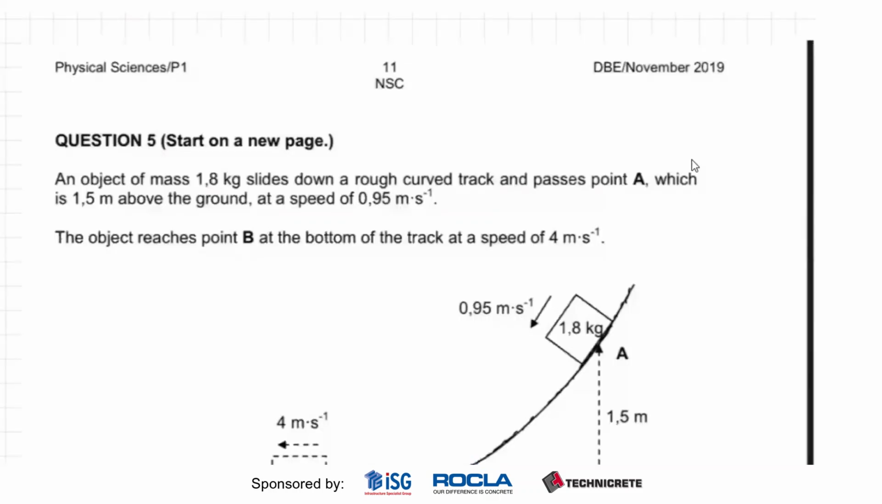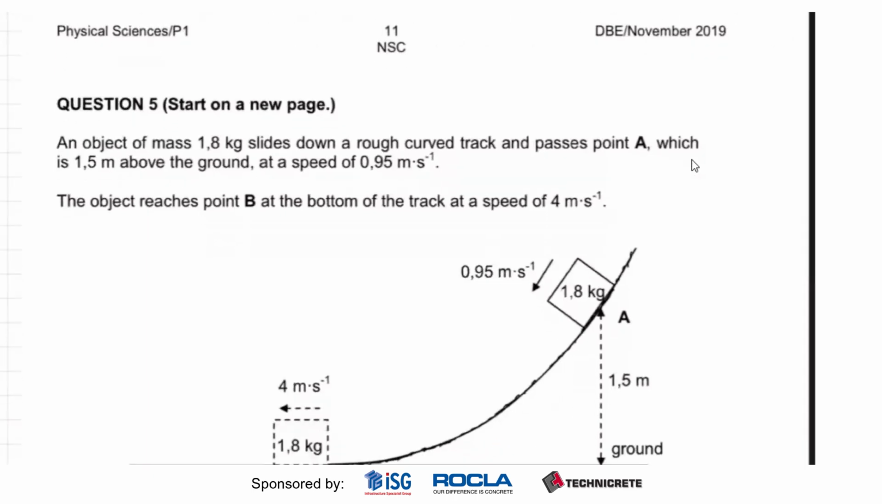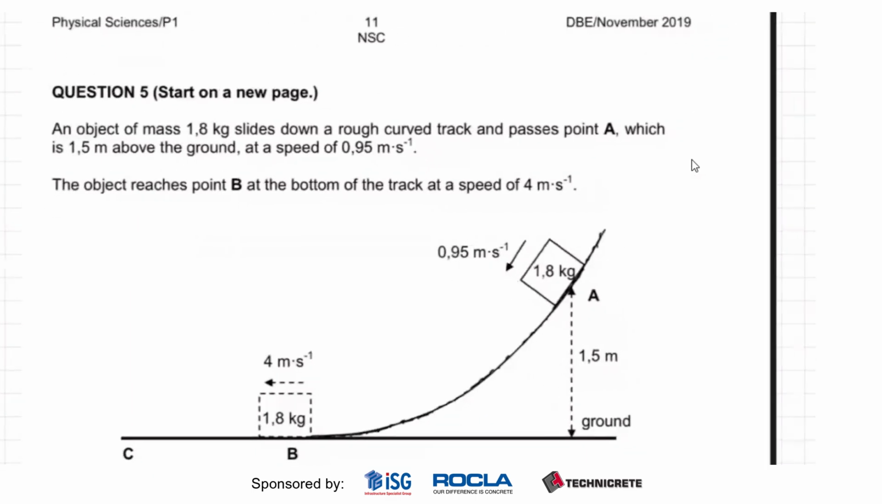Hello, this is question 5 of the Physics Paper 1 2019 exam. In this question, we have a block that is slowly sliding down a ramp, and it goes from point A to point B, and there is friction.